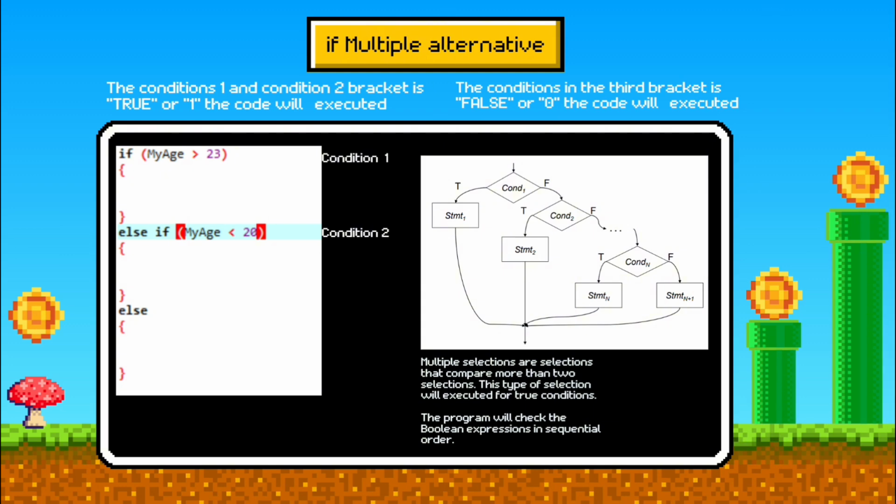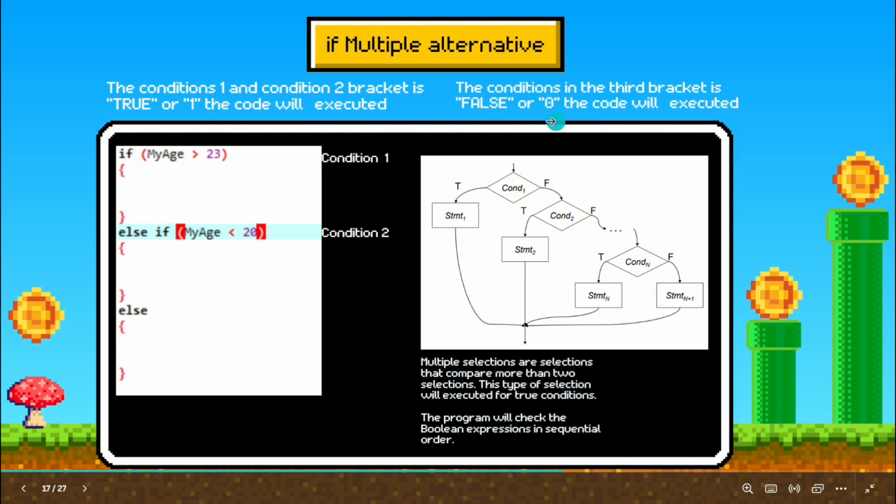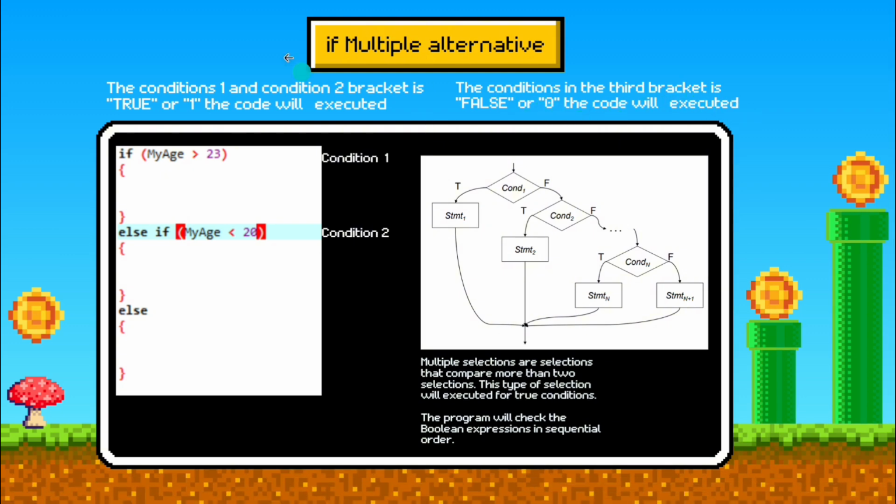Okay, multiple alternative. So if the condition 1 and condition 2 brackets are true or 1, the code will execute. And if the condition in the third bracket is false or 0, the code will execute. So true is 1 and 1 is true. False is 0, and 0 is false. So this is the condition 1 bracket, and this is the condition 2 bracket. Okay, let's see the coding.